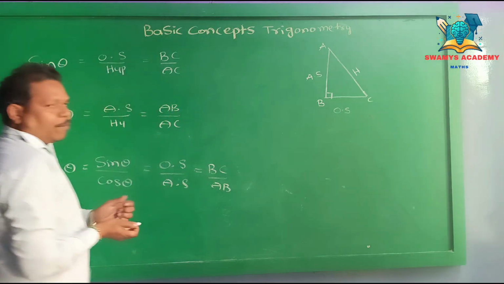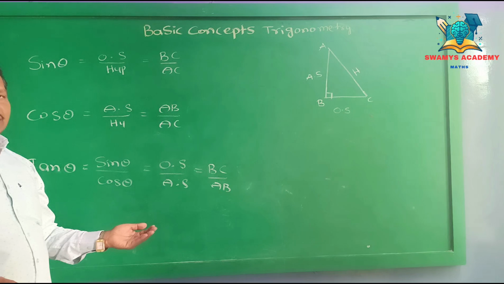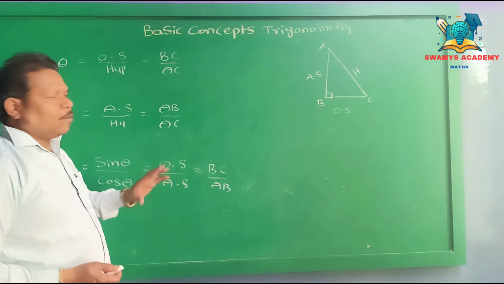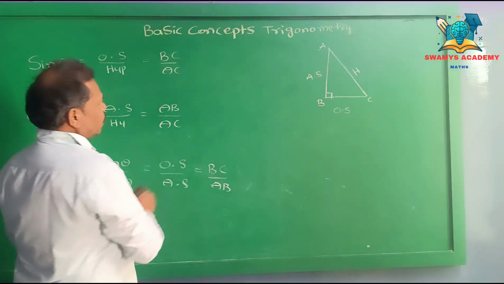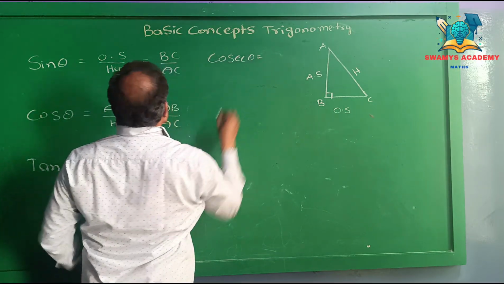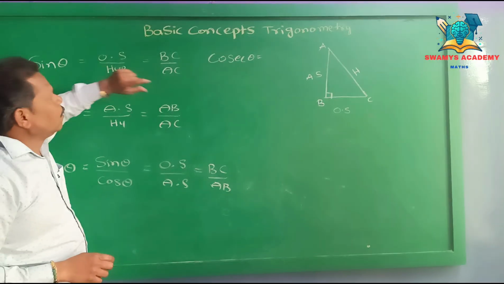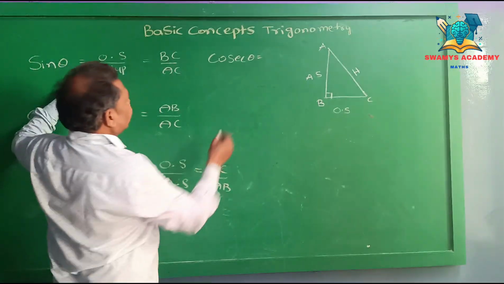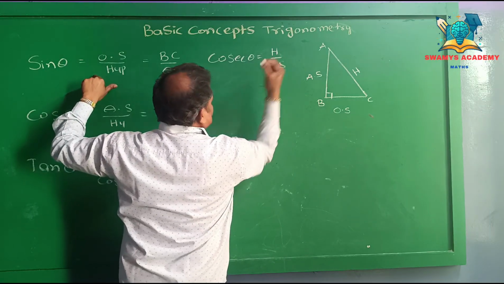The remaining three trigonometry functions are cosecant, secant and cot, which are the reciprocals of these. The reciprocal of sin is called cosecant theta. Sin is opposite side by hypotenuse, and cosecant is its reciprocal, so we get hypotenuse by opposite side.